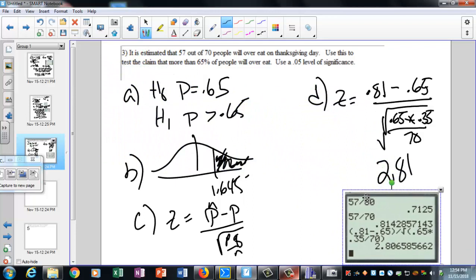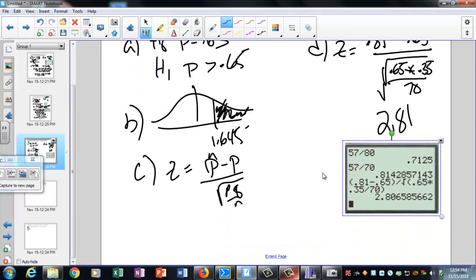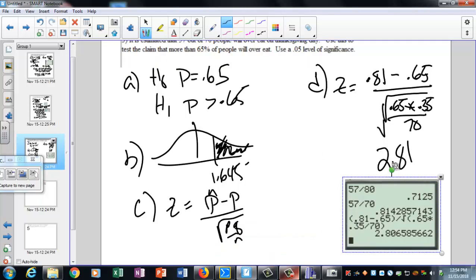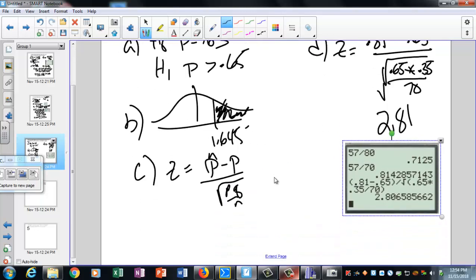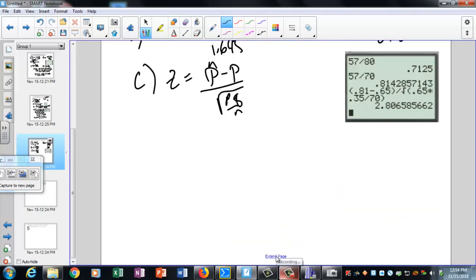I don't know where to move that to. We'll just put it right here. Now, if that's 2.81, do we reject or fail to reject H0? We reject H0, so I'll do E right here. So E will be reject H0.